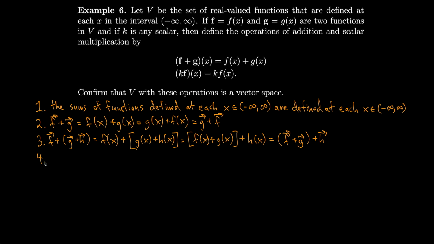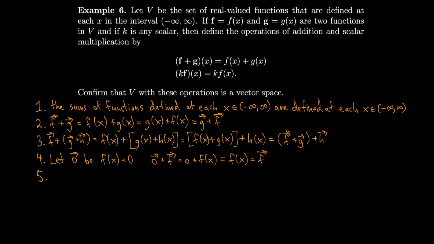For number 4, how about we let our 0 vector be the function f of x equals 0. So it's the function that's always 0, the constant function. Then 0 plus f of x, whenever I add 0 to f of x, it's just going to keep it f of x. Anything added to 0 is itself, so that's just f.